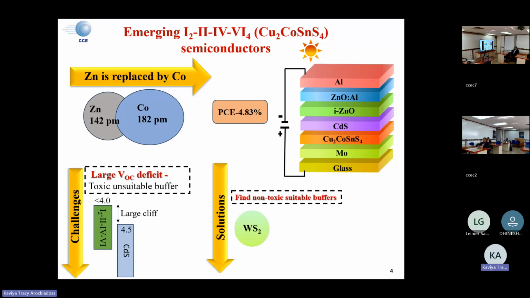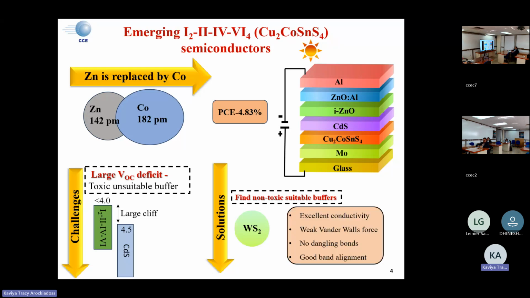WS2, that is tungsten disulfide, this transition metal dichalcogenide, is gaining attention in recent days as a buffer or electron transport layer in solar cells, and it has already been used in perovskite solar cells because it has excellent properties like good conductivity and no dangling bonds, because of which it can form a good band alignment with the absorber. But till now, there are no reports of applying this buffer to these copper, cobalt, and sulfur solar cells.